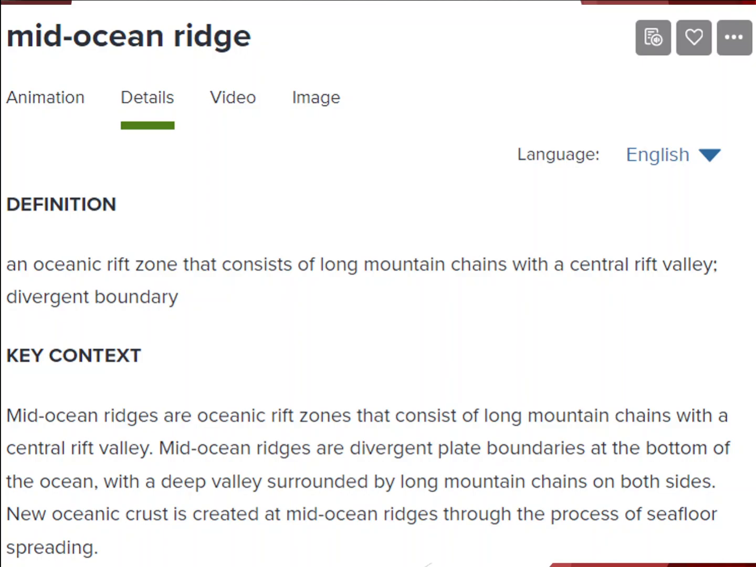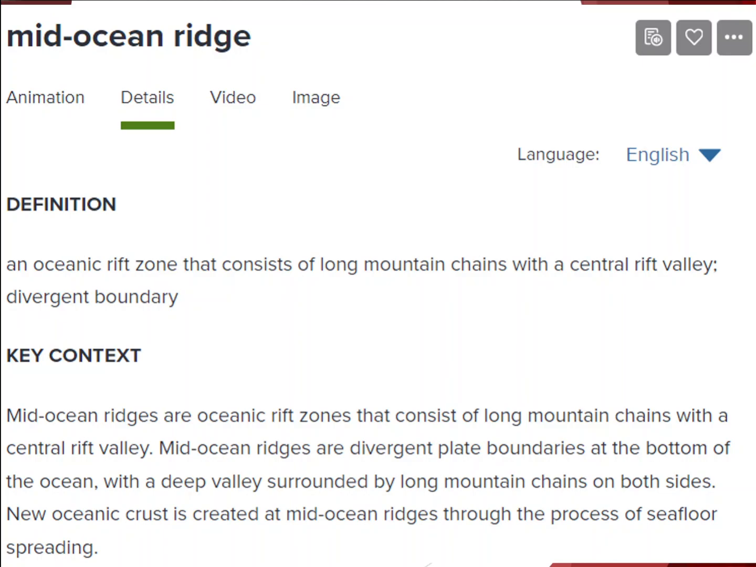And our last definition for this lecture, mid-ocean ridge. A mid-ocean ridge is an oceanic rift zone that consists of long mountain chains with a central rift valley, which is a divergent boundary.